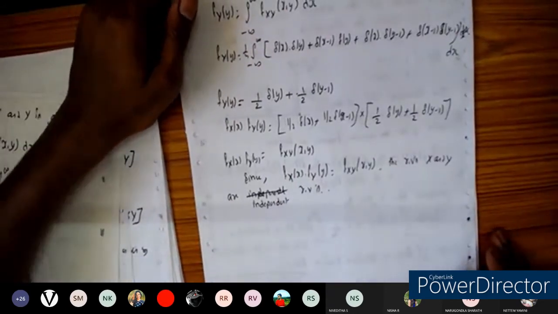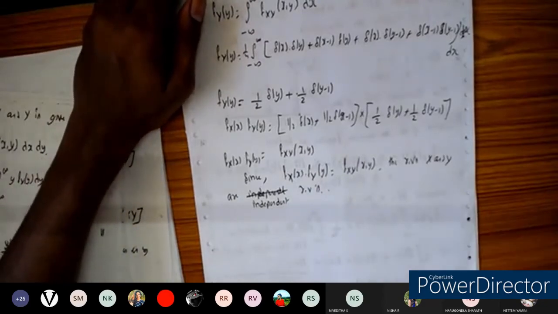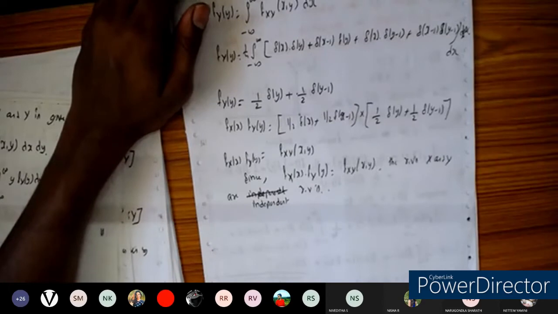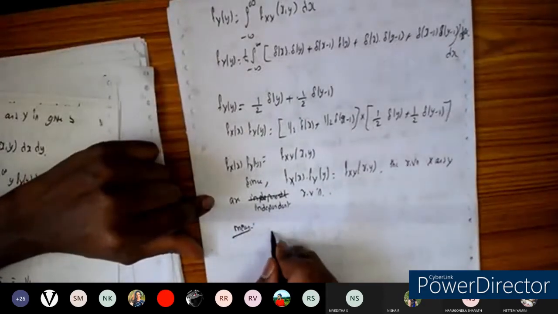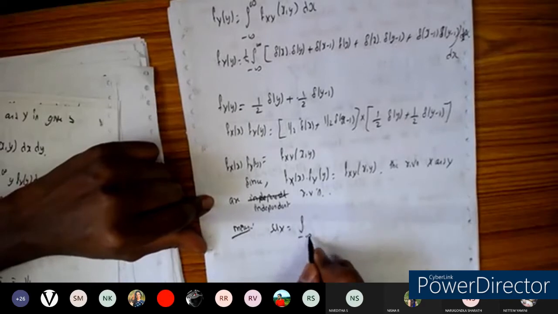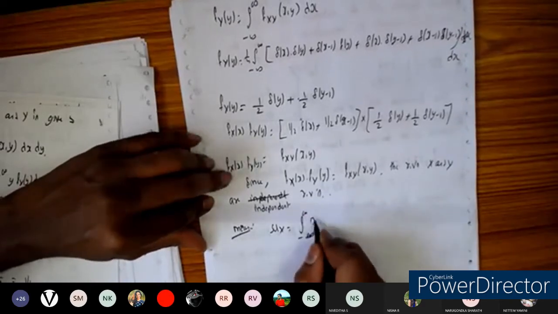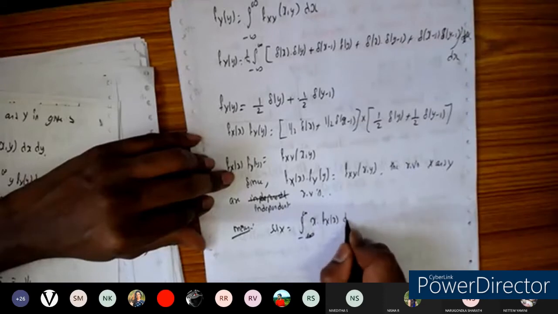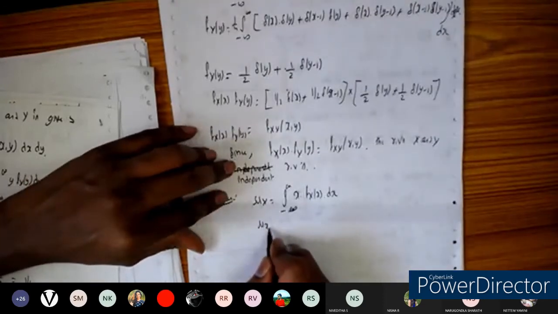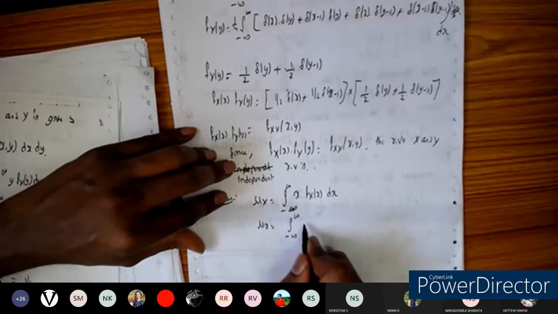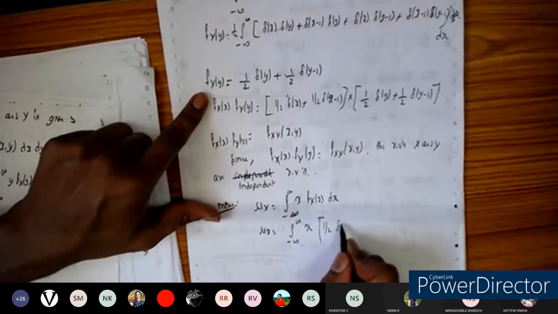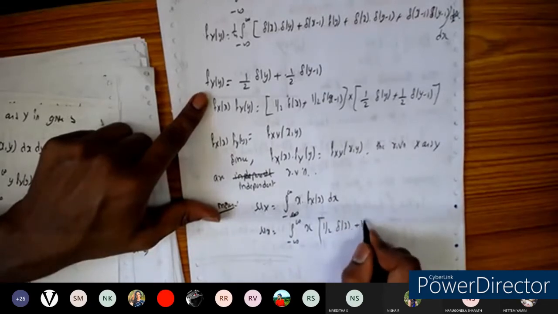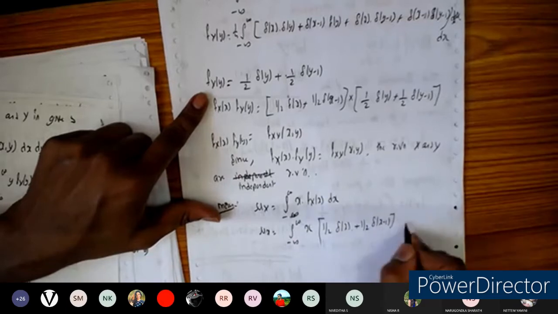Now let us find the mean of this. You know how to find the mean, right? What is the formula for the mean? The mean μ_X, as for a single random variable in module 1, is the integral of x into f_X(x) dx. So μ_X is the integral from minus infinity to plus infinity of x times [1/2 δ(x) + 1/2 δ(x − 1)].